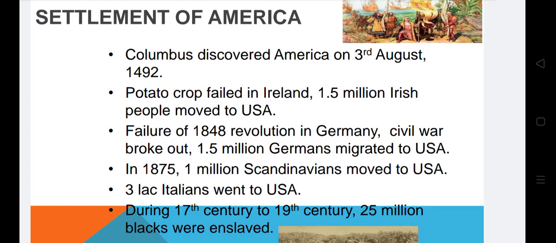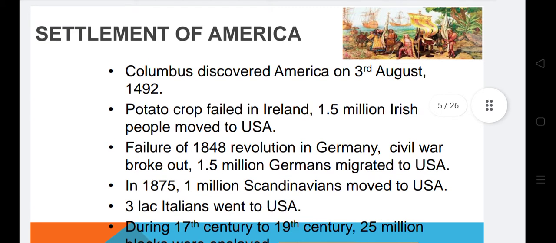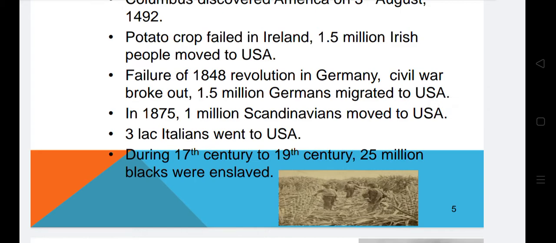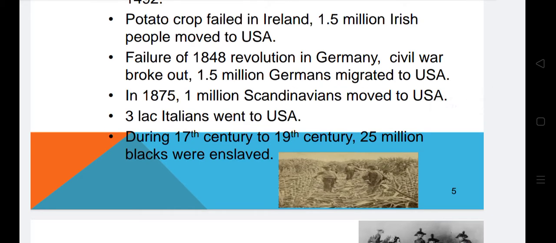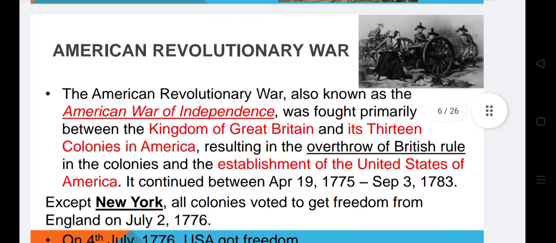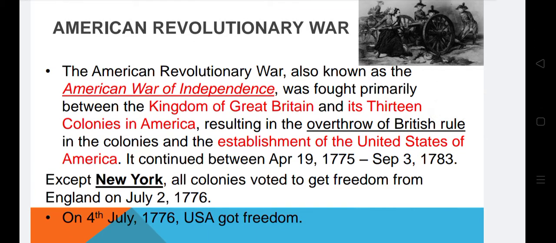Settlement of America. Before independence, there were 13 British colonies which were under the rule of the British Crown. America got independence later. Columbus discovered America in 1492, and then potato crops failed in Europe, and so many people moved to the USA, so population growth took place. And the American Revolutionary War, as I already discussed this topic in detail in American history as well, and the periods in American history.